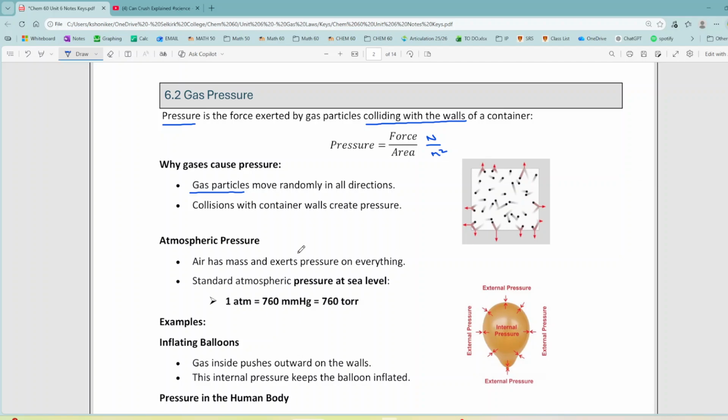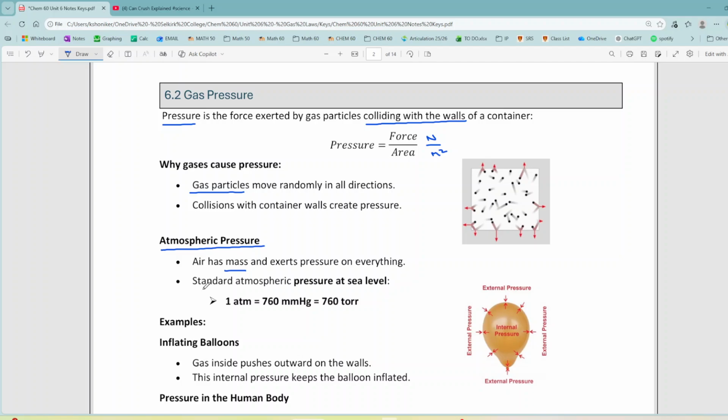The other thing about pressure is that atmospheric pressure is around us at all times. Air has mass and it exerts a pressure on everything. I also have this feeling when I teach this of being oppressed by the air, right? It's just everything's falling down on me, but that is what atmospheric pressure is. And depending upon what level you're at, you'll have a different amount of pressure upon you.